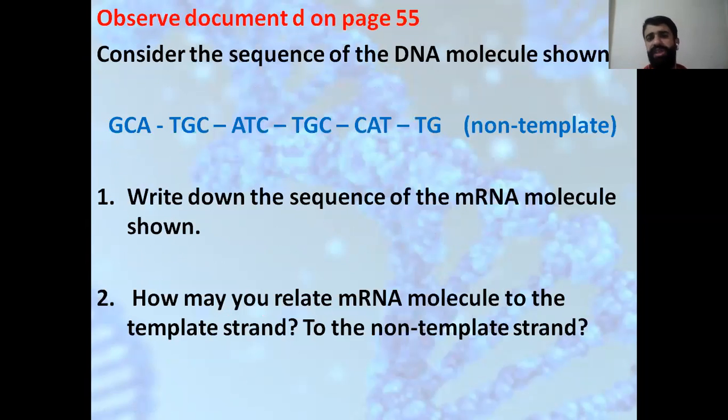Let's move to this. Considering the sequence of the DNA molecule shown here, I have GCA, TGC, ATC, TGC, CAT, and TG. You may ask why there is only TG. Every other group is three, three, three, three. This is only a portion of a sequence. It may include 10,000, 100,000, or 1 million nucleotides. As I said, every one of these is called a nucleotide. G is complementary to C, A to T, T to A, and so on. Every three are called a codon, and every one is called a nucleotide.